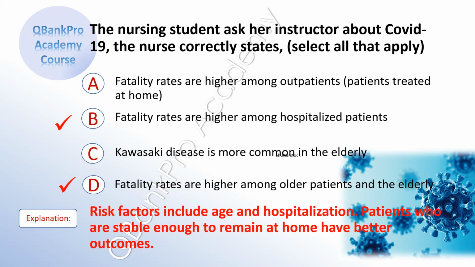The correct answer is fatality rates are higher among hospitalized patients. And fatality rates are higher among older patients and the elderly. Explanation. Risk factors include age and hospitalization. Patients who are stable enough to remain at home have better outcomes.